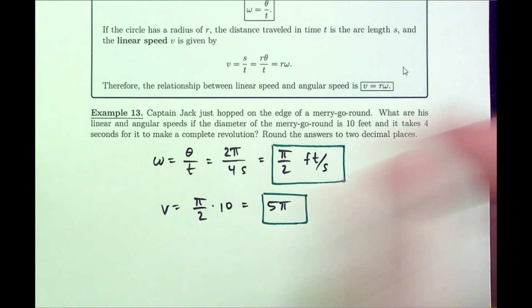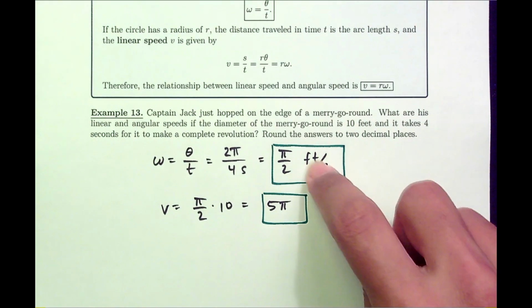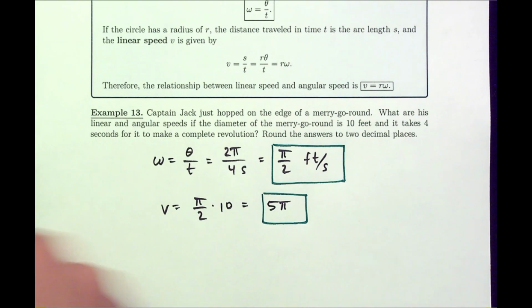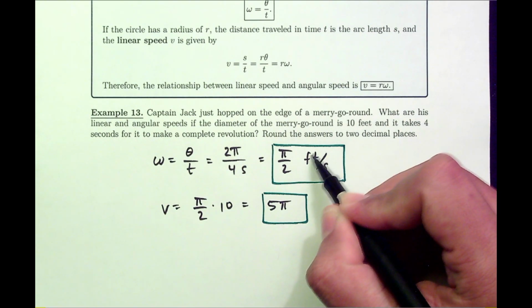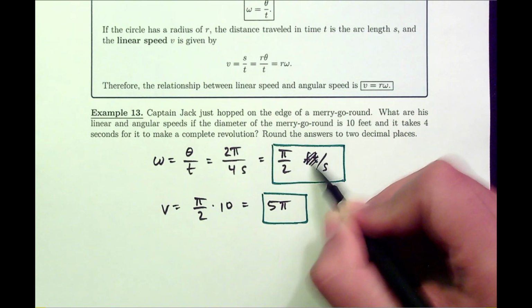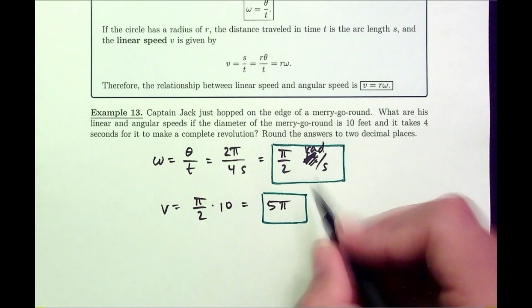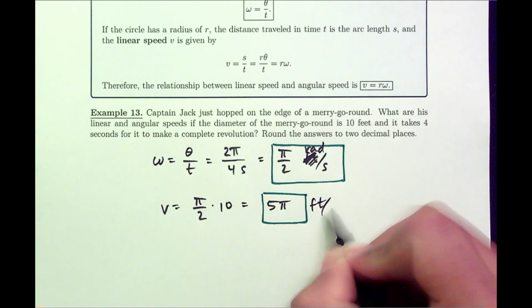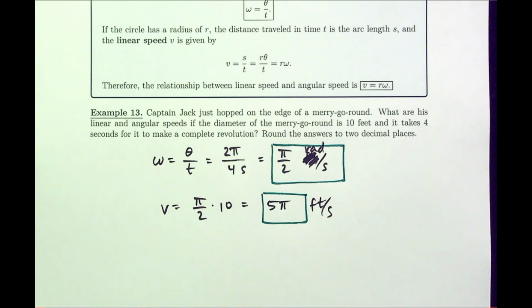Excuse me, the units here are not feet. This is angular velocity. This is radians per second. The units here are feet per second. My bad. Okay, now that's it.